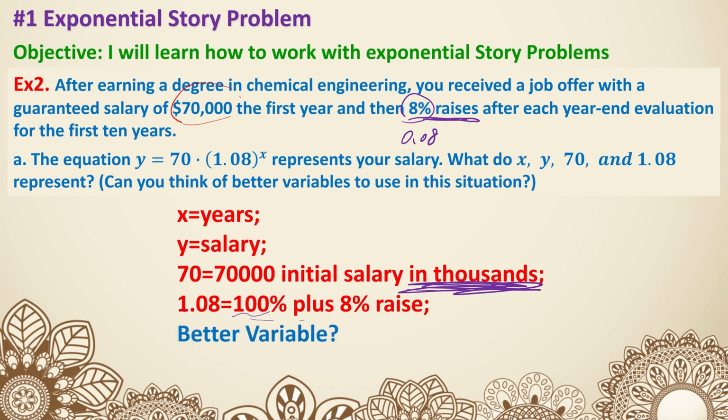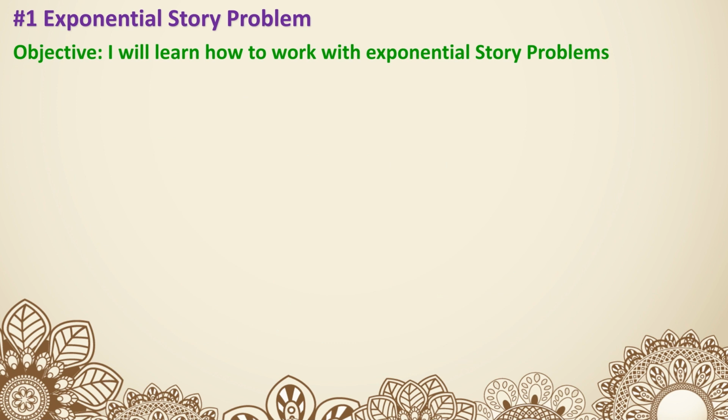Next, better variables. Well, in the question they used x and y, that's clearly not very representative. The question is talking about salary, so we can use letter S for salary replacing y. We can also use letter T to replace x as time. So S of t equals 70 times 1.08 to the t power. Next, it's time to type in your calculator and get the table.